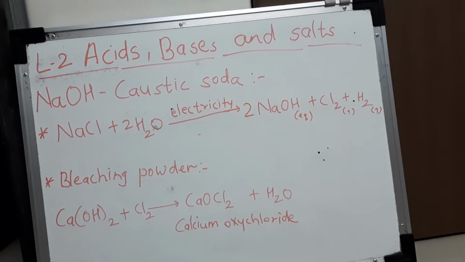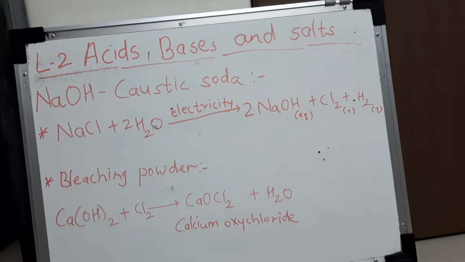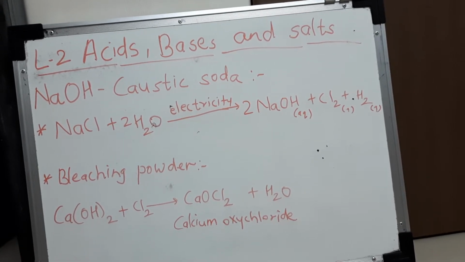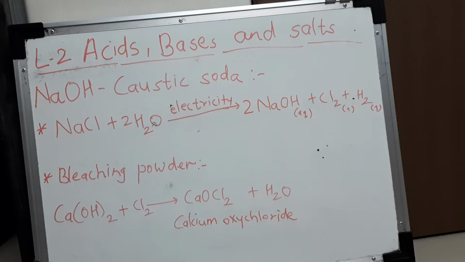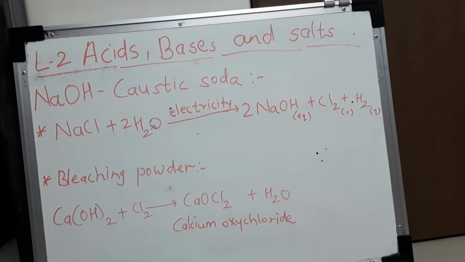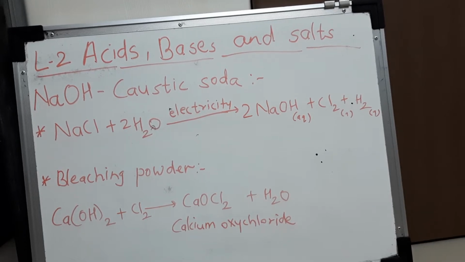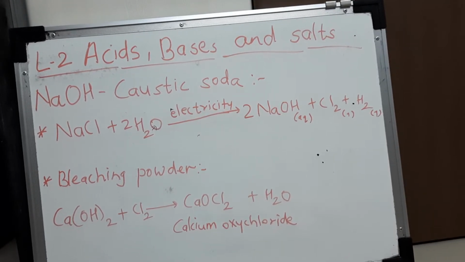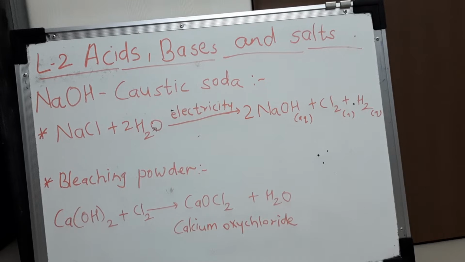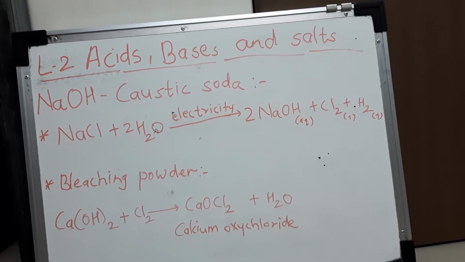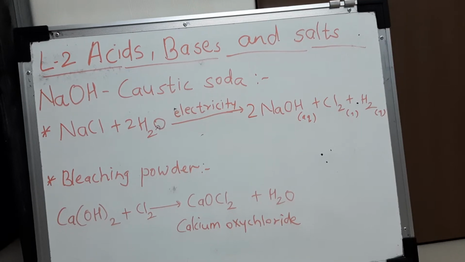Now here we have a very important byproduct, that is chlorine. It is used in the production of bleaching powder. Now see, this is a very important reaction. Calcium hydroxide plus chlorine. So when we pass chlorine through calcium hydroxide, we get calcium oxychloride. The common name of calcium oxychloride is bleaching powder.